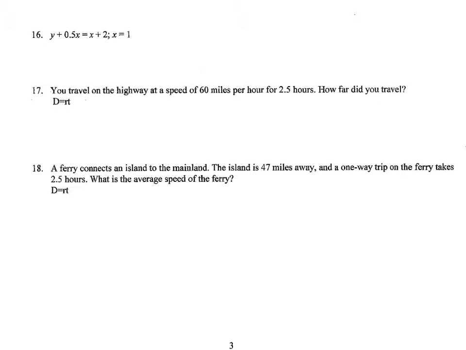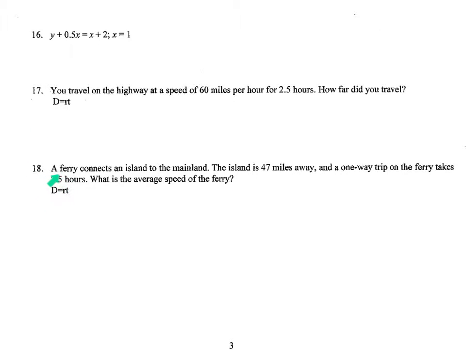17 and 18, these are distance, rate, time problems. Right, here's the formula, d equals RT. 17 says you travel on a highway at a speed of 60 miles per hour for 2.5 hours. How far did you go? That is a distance, and make sure you label it.